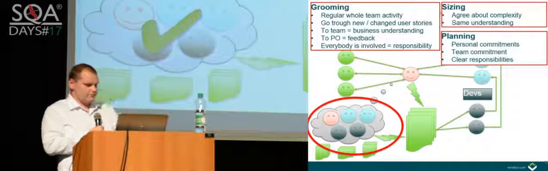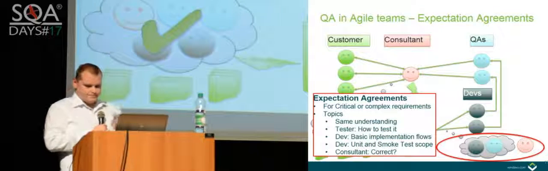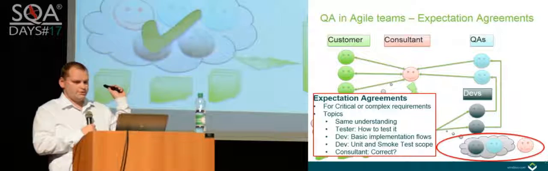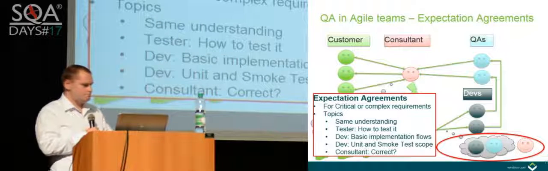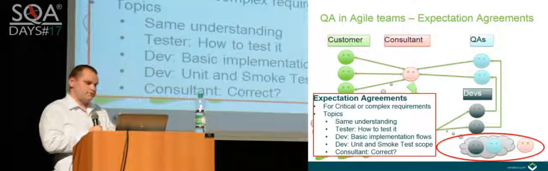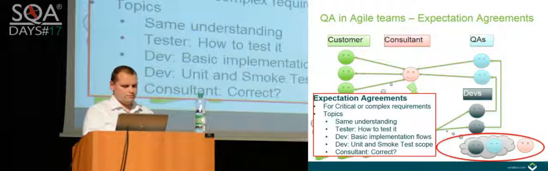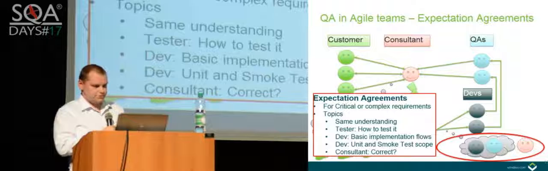And so let's assume that we planned the sprint, and we can start to work. Now, before developers start, there is another opportunity to talk to each other, and I call this expectation agreement. It's a really simple session, 10 minutes, not more, for critical and complex requirements, where the topic is to talk to each other. Usually QA starts: this is the way I will test it, this is how I understand the acceptance criteria, and so on. And the developer can explain the basic implementation, but most important here is that they agree who will test what.